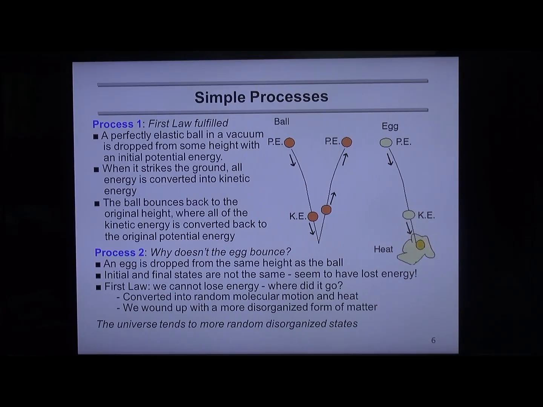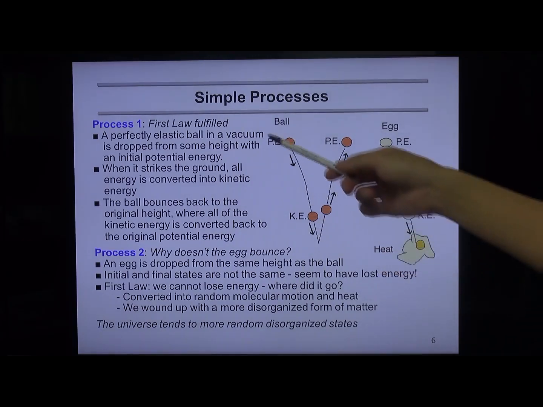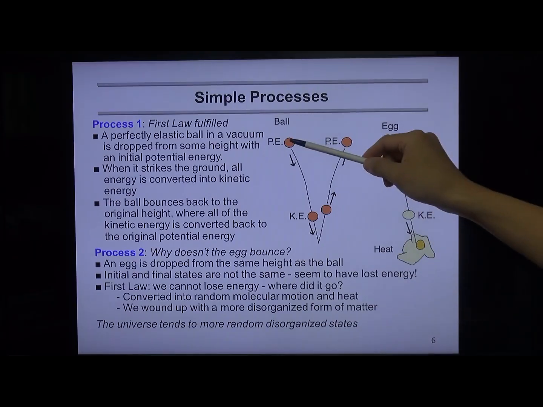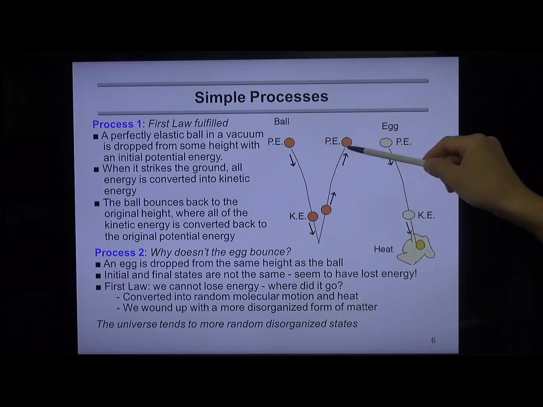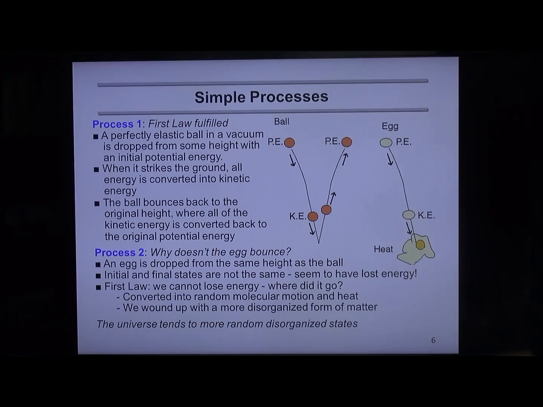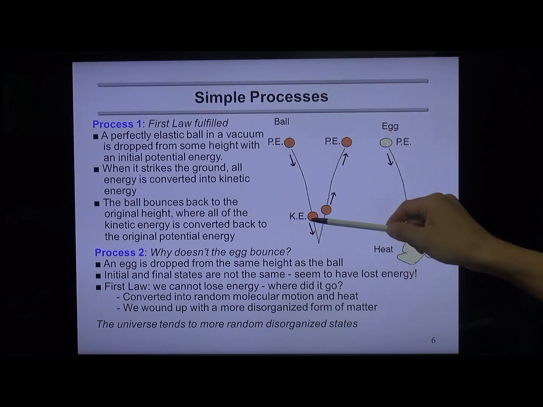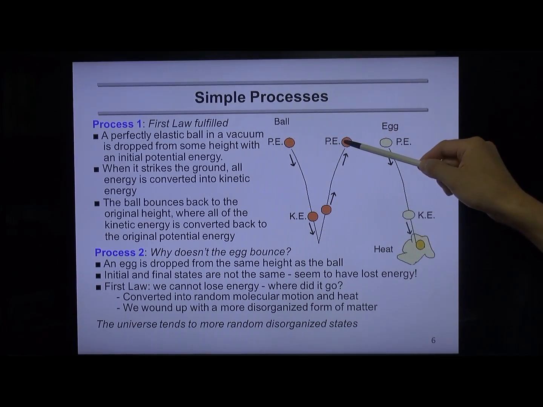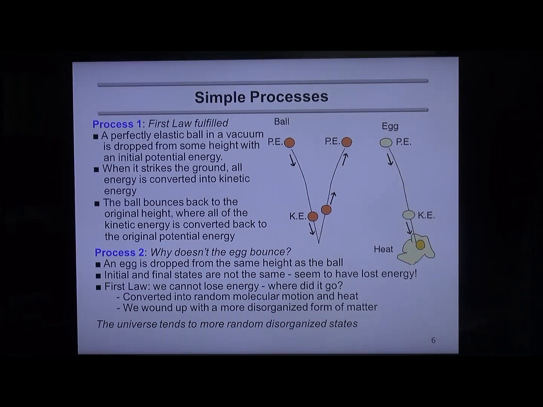Let's consider two different cases. Very brief examples. If you drop an elastic ball in a vacuum, at the beginning it has potential energy, and as it falls, due to the collision on the ground, all the potential energy converts into kinetic energy and goes back, right? Kinetic energy decreases, potential energy increases, something like that. This shows the first law of thermodynamics, right? Energy is conserved.